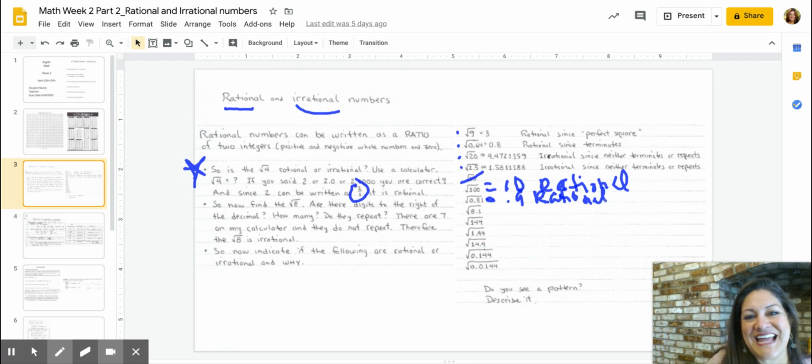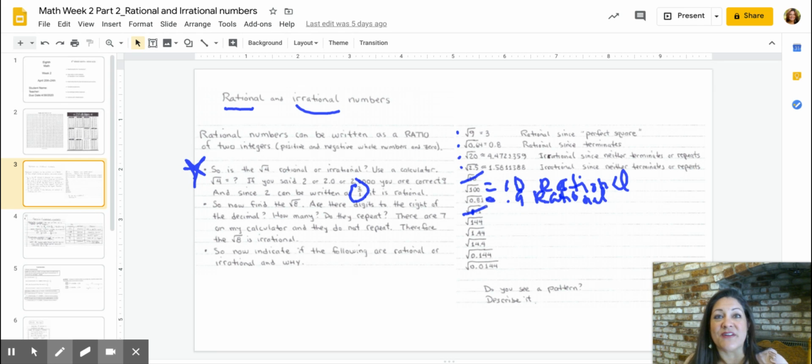They're all going to blend together. Next one, square root of 8.1. This one equals 2.84, and it continues. It is irrational. We're going to cross it out. Irrational because it does not terminate, and you cannot write it as a ratio.